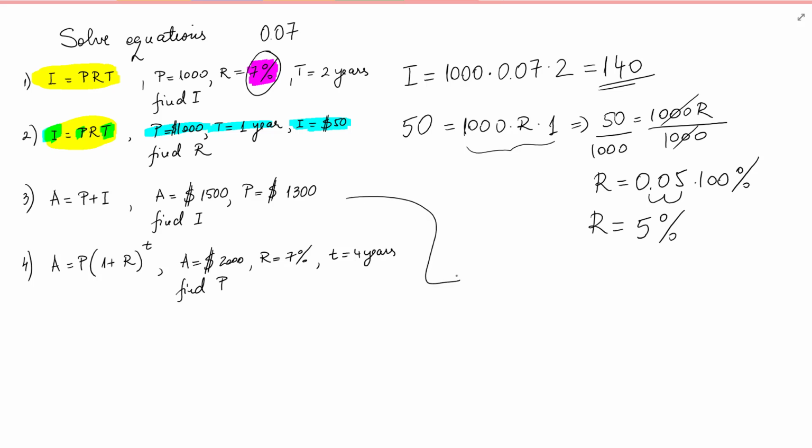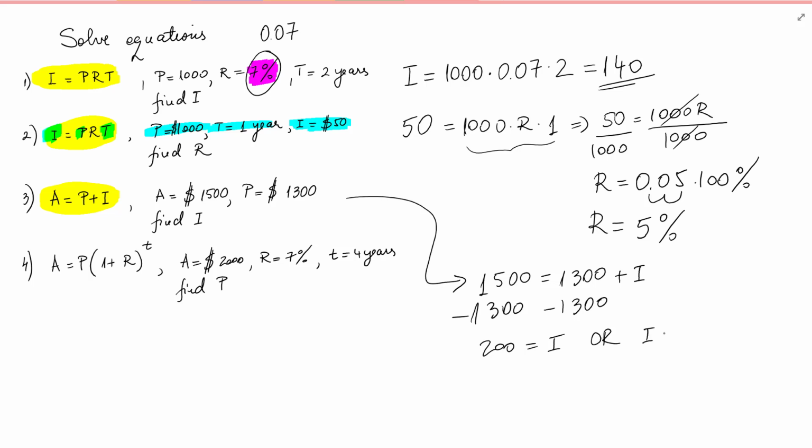Let's solve our third problem. In this problem, again, well, almost, A equals P plus I. A is given to be 1500, P is given as 1300, and we want to find I. So we replace in the equation: 1500 equals 1300, which is P, plus I, which we don't know. If we want to solve for I, we subtract 1300 from both sides, and we get 200 equals I, or I equals 200. We usually write the letter first. So we solved a one-step equation, basically.